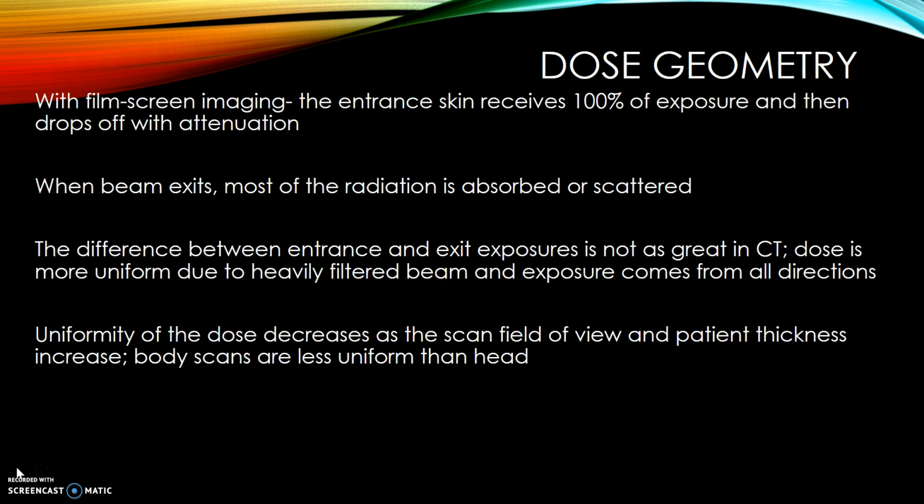With film screen imaging, the entrance skin receives 100% of exposure and then it drops off with attenuation throughout the body or throughout the part. When the beam exits, most of the radiation is absorbed or scattered. The difference between entrance and exit exposures is not as great in CT. Dose is more uniform due to the heavily filtered beam and exposure coming from all directions. The uniformity of the dose decreases as the scan field of view and patient thickness increases. Body scans are less uniform than the head.